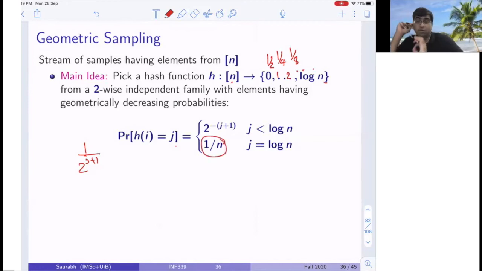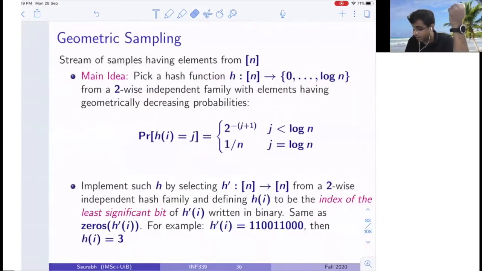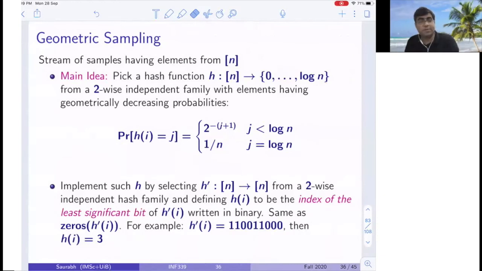So now notice this hash function is not uniform in its range, okay? So geometric sampling is basically like a sorting, in some sense, of streaming. So we would like to pick a hash function with this property, but how do you get such a hash function? Okay, well, that is not very hard. So how do we implement such an h?